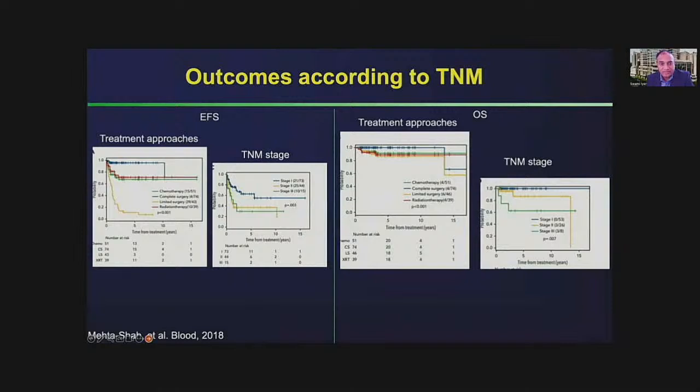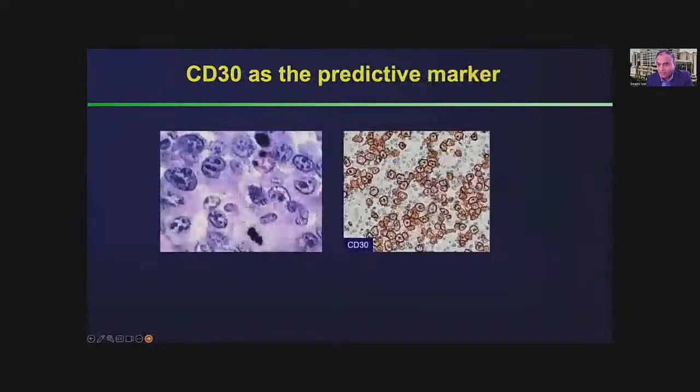And the outcomes according to the TNM stage are very important, just to remind you that the EFS and overall survival in this situation, where the approaches use complete surgery followed by chemotherapy and radiation, are very helpful. So what do we do for this patient?